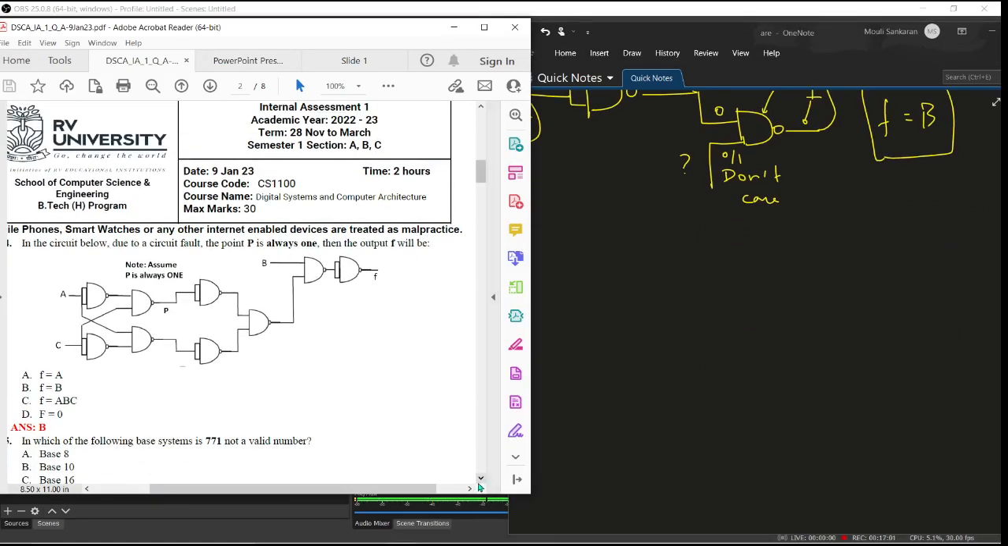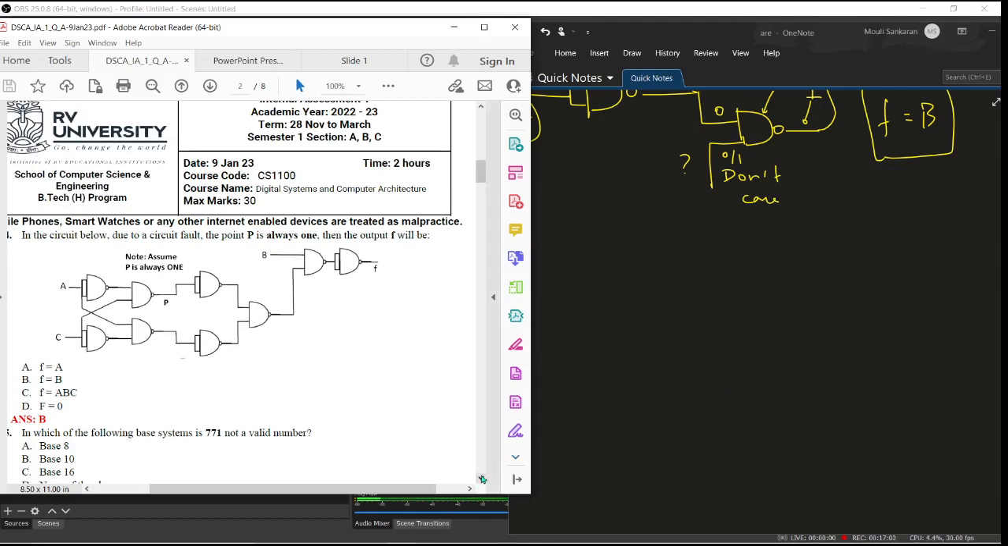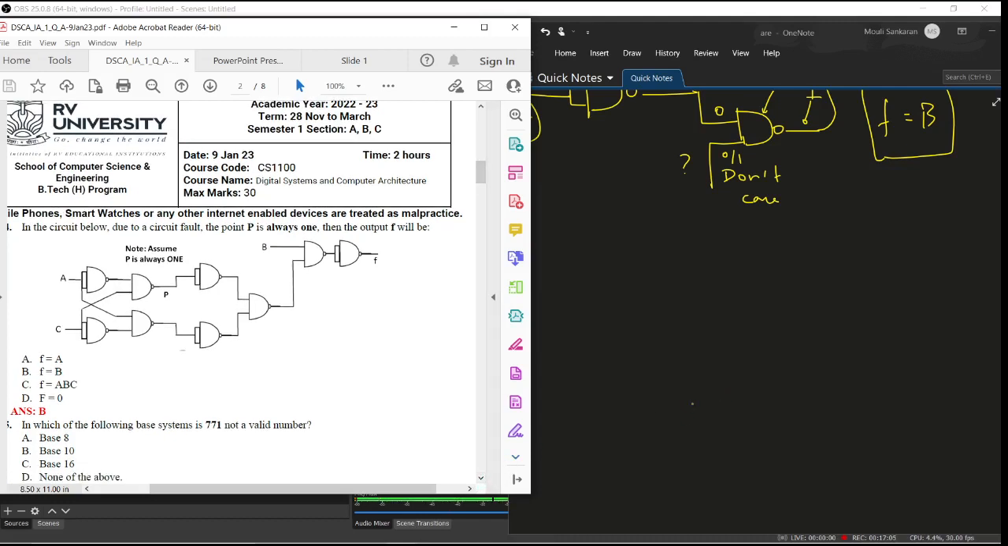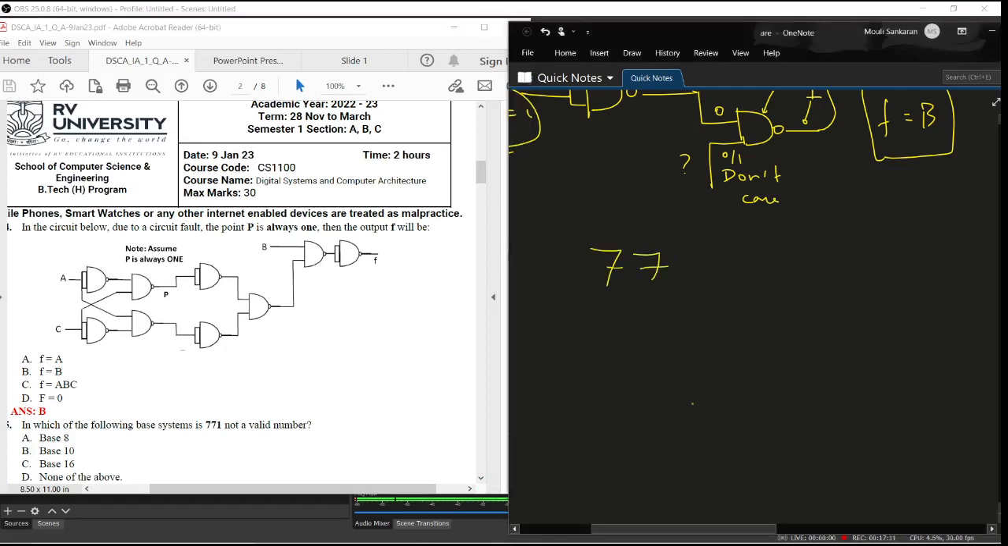Okay, I have shown the result already. Now, in which of the following base systems is 771 not a valid number? You need to check whether it is a valid number in base 8.